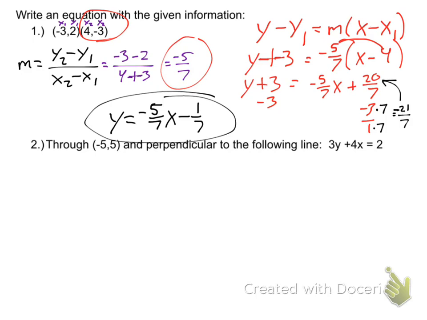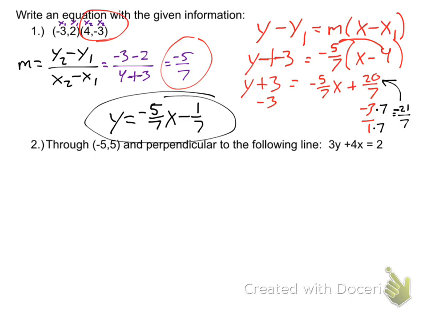Number 2, I want you guys to give me the line equation through the point negative 5, 5 and is perpendicular to the following line: 3y plus 4x equals 2. Mike, what form is that again? The equation on the board. That one.